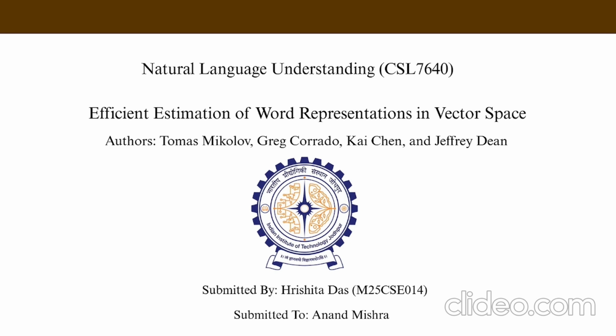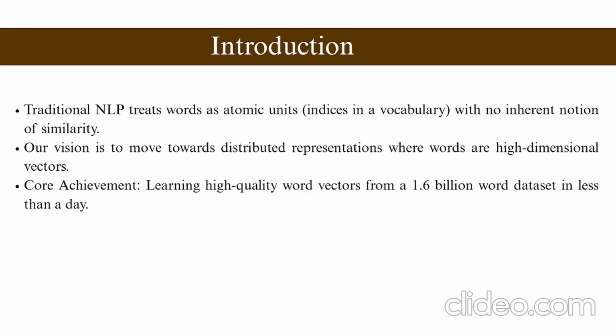To understand why this is important, we must look at how NLP functioned before this breakthrough. Traditionally, computers treated words as atomic units. In a computer's dictionary, every word was essentially just an index or a unique ID. This created a massive problem. The computer had no way of knowing that run and jog were related. They were just two different numbers in a list. There was no inherent notion of similarity.